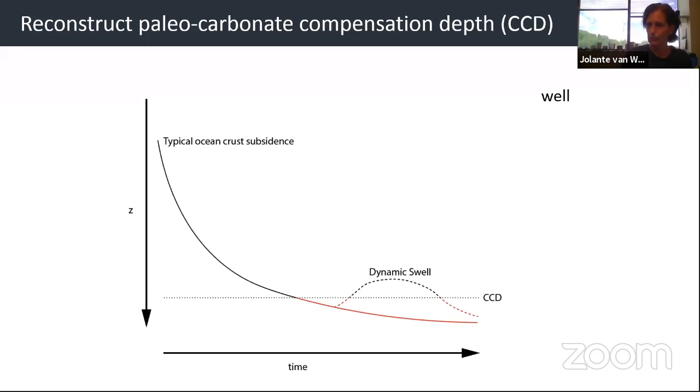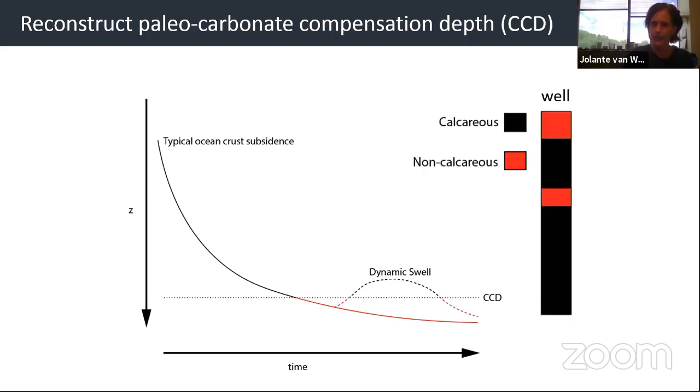A dynamic swell, as associated, for example, with the Afar mantle plume, might temporarily move our seafloor above the CCD, and that would change. This would show up as a change in deposition in our well from non-calcareous deposition to calcareous deposition, and maybe if the dynamic swell diffuses back again, to non-calcareous deposition.